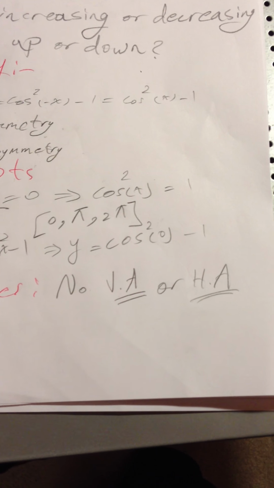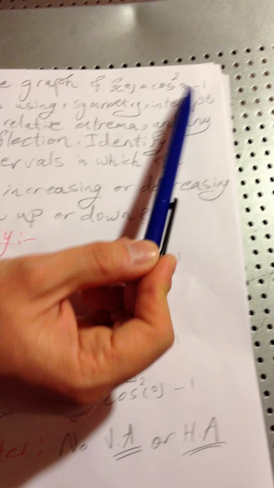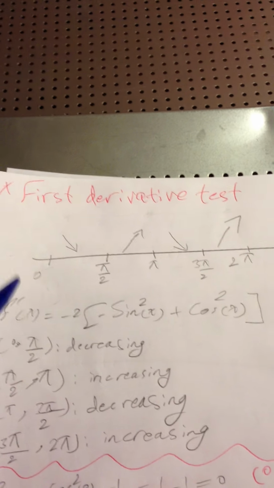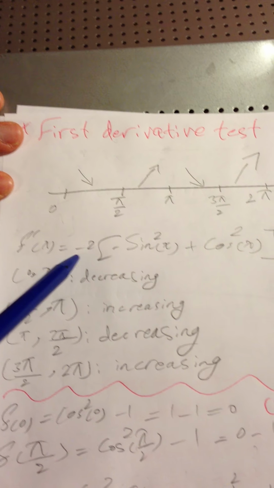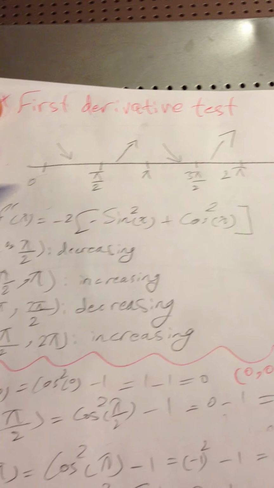There are no asymptotes in this function, which is cosine squared x minus 1. So, no vertical asymptote, no horizontal asymptote. So now we take the first derivative test. We differentiate the function, which is equal to cosine multiplied by negative sine squared plus cosine squared.